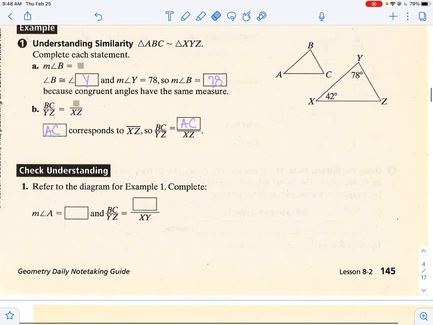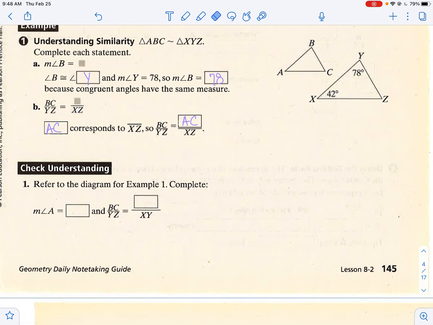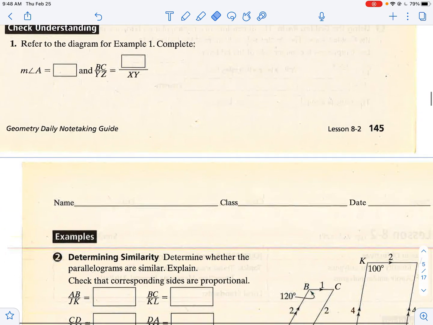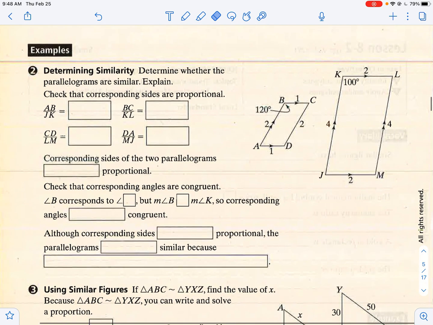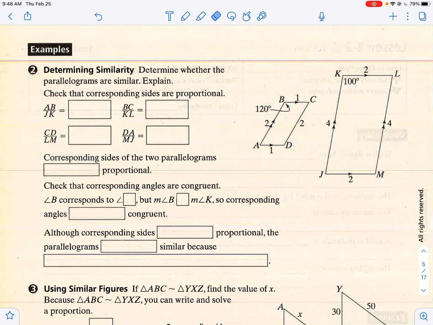Okay, there's one check for understanding problem for you to do. Use the pictures from example 1, and this will be just like what we were doing in example 1. Okay, then example 2, determining similarity. So we're going to determine if the parallelograms are similar.